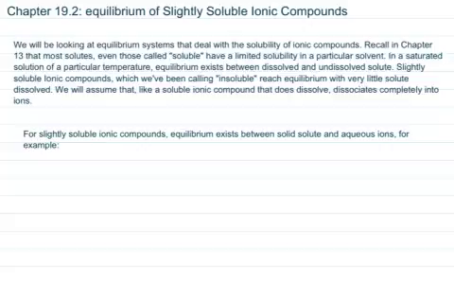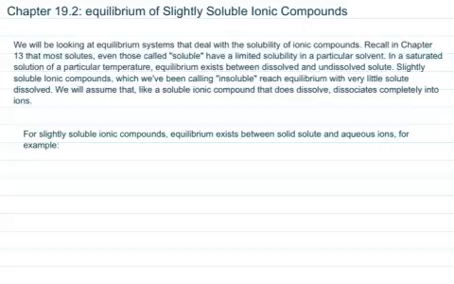So recall in chapter 13 that most solutes, even those called soluble, have a limited solubility in a particular solvent. In a saturated solution at a particular temperature, equilibrium exists between dissolved and undissolved solute. Slightly soluble ionic compounds, which we've been calling insoluble, reach equilibrium with very little solute dissolved. We will assume that, like a soluble ionic compound that does dissolve, it dissociates completely into ions. So for slightly soluble ionic compounds, equilibrium exists between the solid solute and aqueous ions.